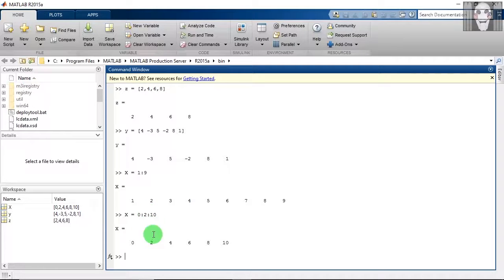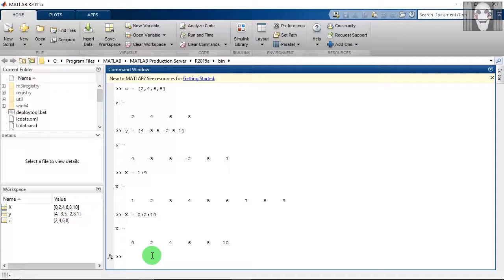by 2. So if you start from 0, the next element is 0 plus 2. After that you have 2 plus 2 which is equal to 4. Then you have 4 plus 2 is equal to 6. Then 6 plus 2 is equal to 8. And finally you have 8 plus 2 is equal to 10. So whatever number you mention here is the difference between the successive elements. So that's why you put this.